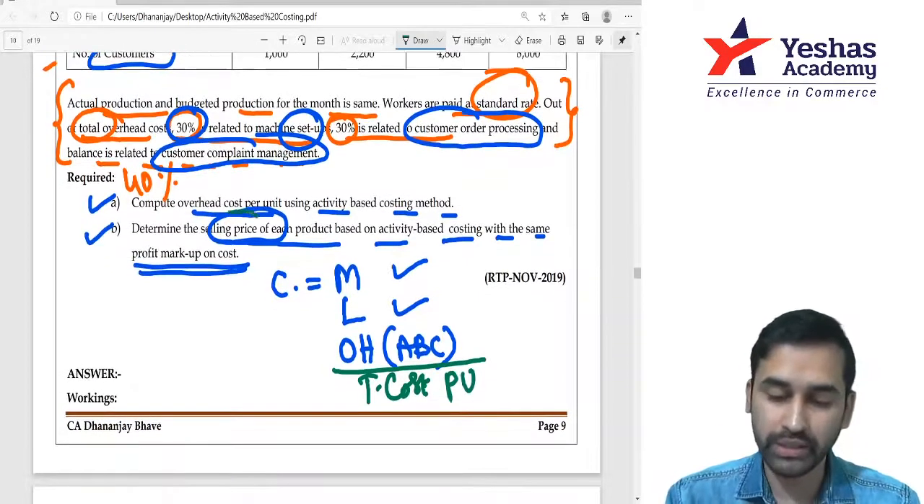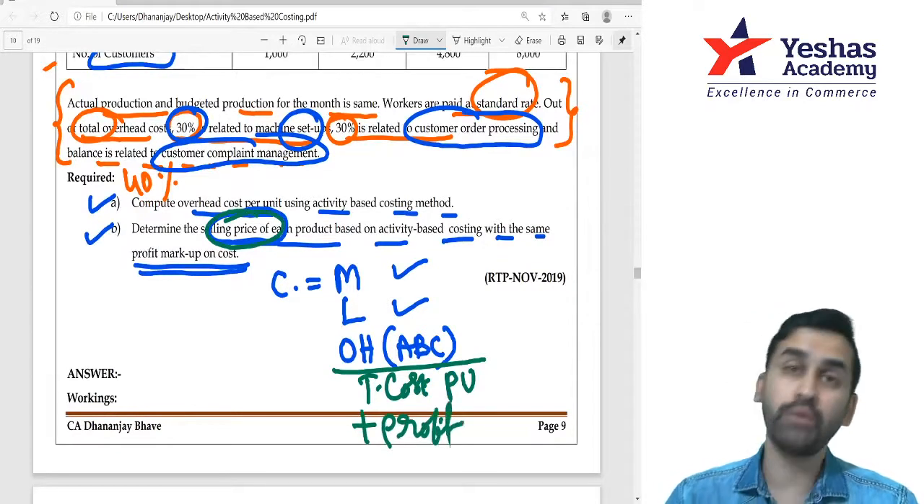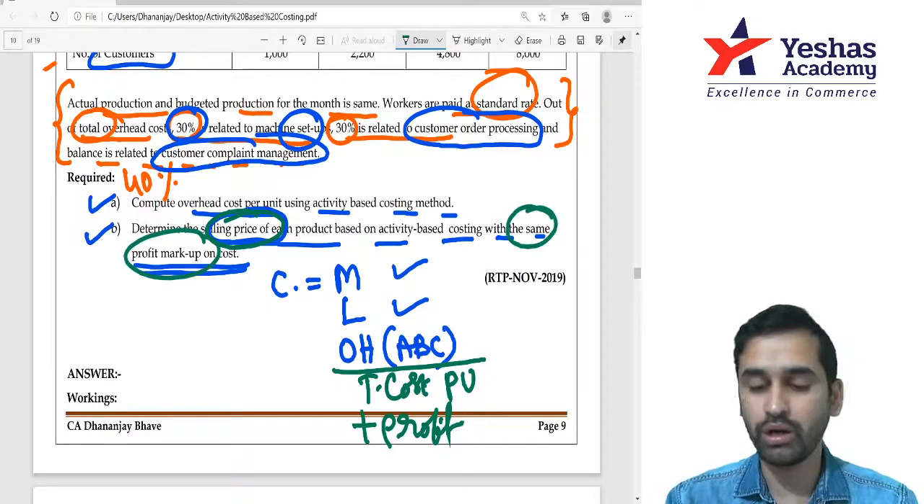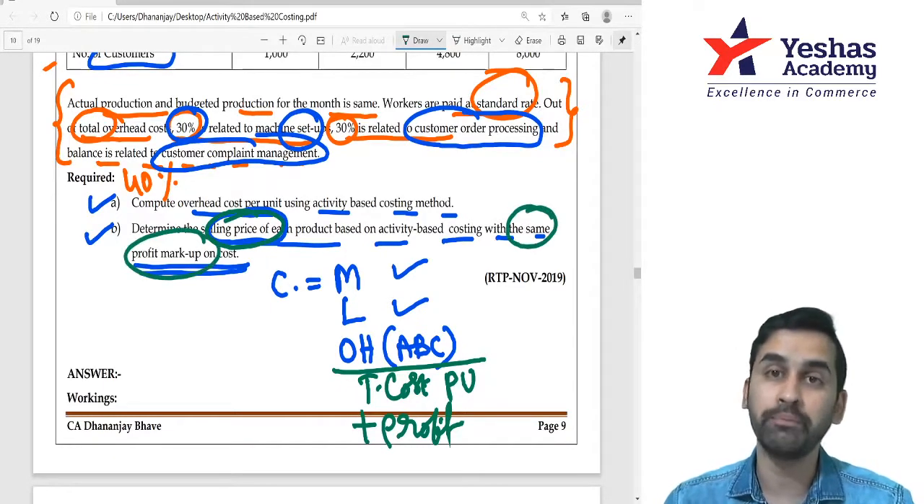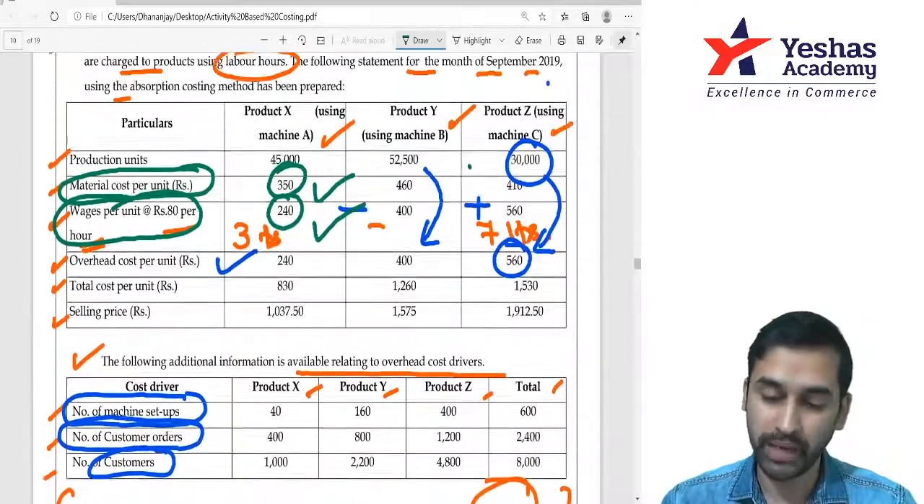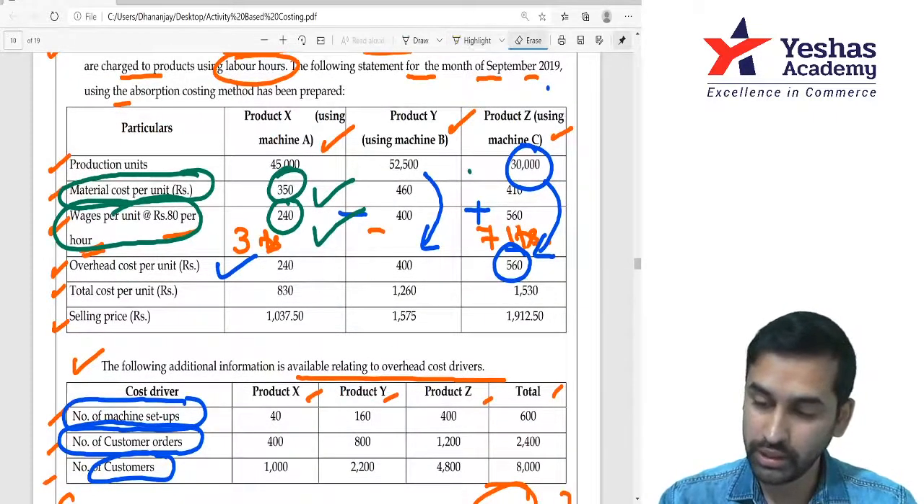They want you to fix the price. That means you will have to add profit. How much should be the profit? They are saying same profit markup on cost. What do you mean by same? Sir, go back to first table. Okay. If I go back to first table, here, sir, you have, I'm sorry, one second.